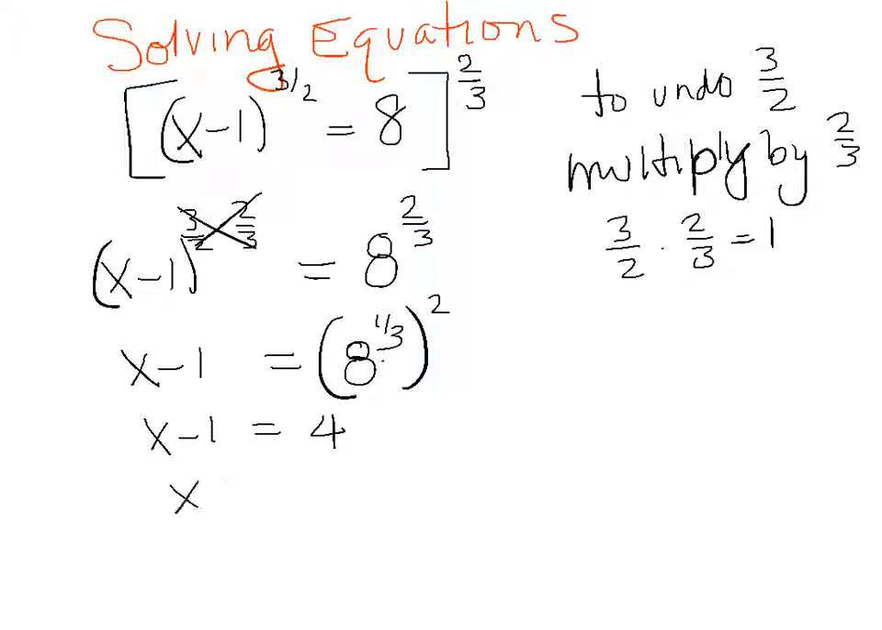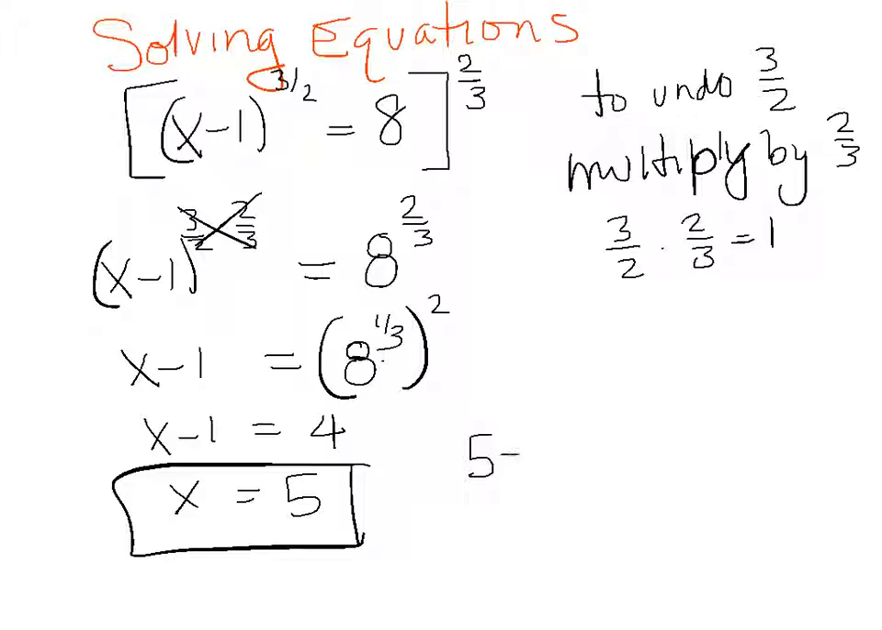Now I'm going to add 1 to both sides. x is equal to 5. And I think that's my solution. But I want to check it because every once in a while, guess what? We're going to have to worry about extraneous solutions, okay? So sometimes that happens here. So we're going to have to check it.